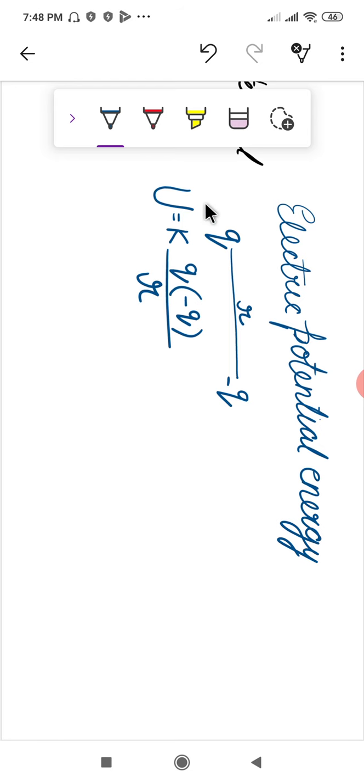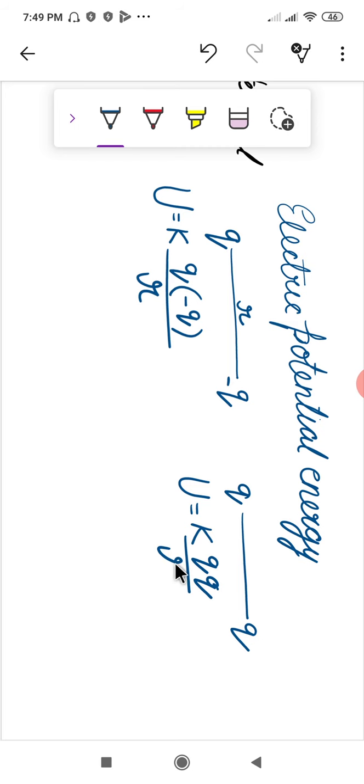Now here it's a scalar quantity. The minus Q in this system will make the potential energy of the system negative. Potential energy being negative means the force between the two charges of the system is attractive in nature. And take another example, Q and Q, where the potential energy is K Q Q upon R.